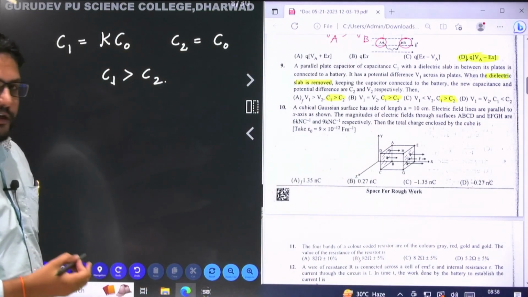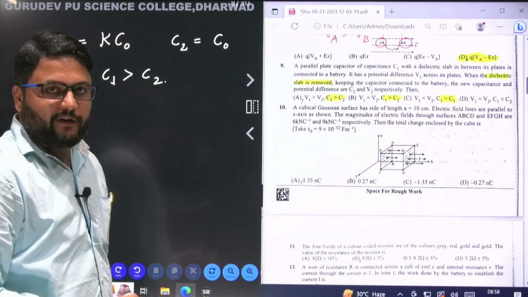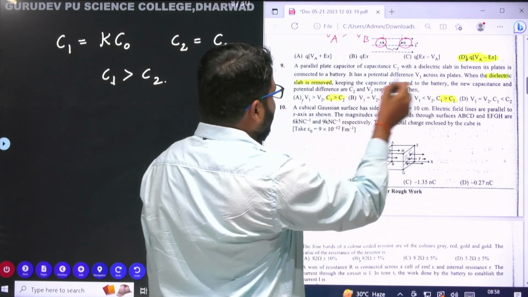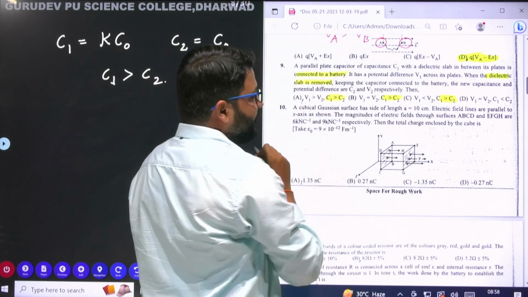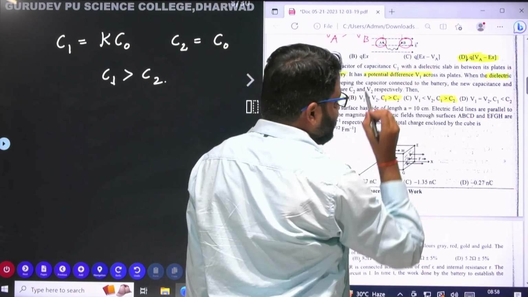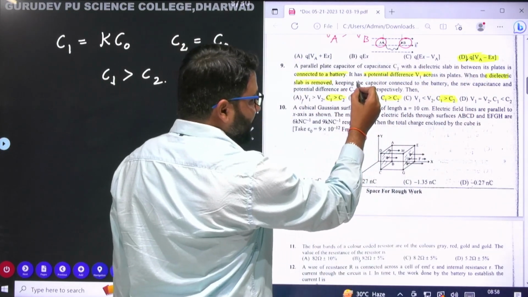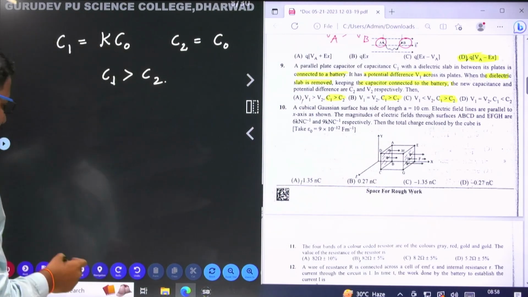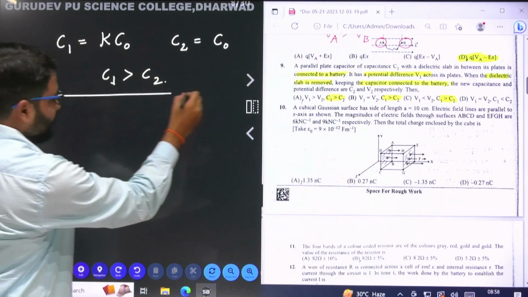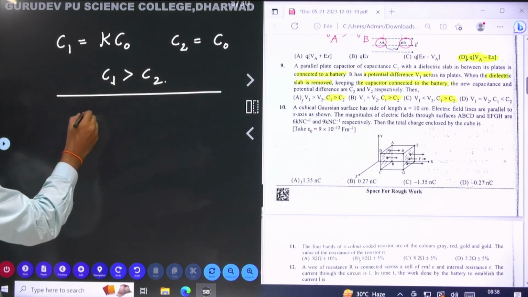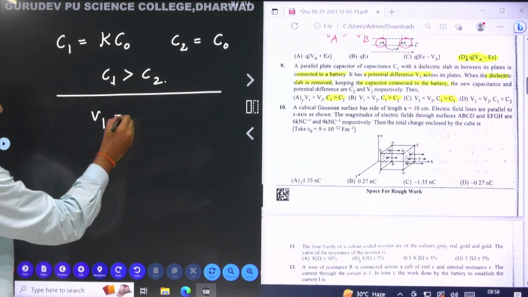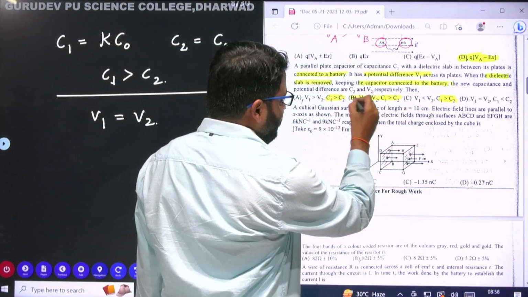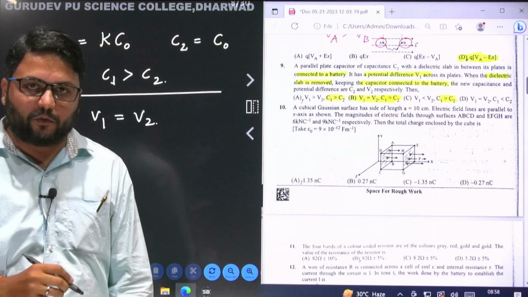Now I have to figure out whether it is V1 greater than V2, V1 is equal to V2, or V1 is less than V2. For that, read the question properly. They are telling you the battery is connected to the capacitor and it has a potential difference V. In the next part also, the capacitor is still connected to the battery. That means the battery is going to provide the same potential difference across the capacitors. Whether it is C1 or C2, the potential difference will remain the same because it is connected to the battery. So V1 should be equal to V2 in this case. So our right option for this one would be option B, not the other two.